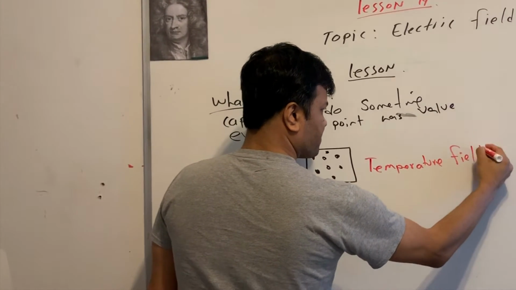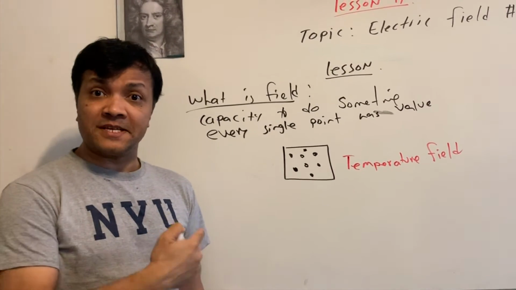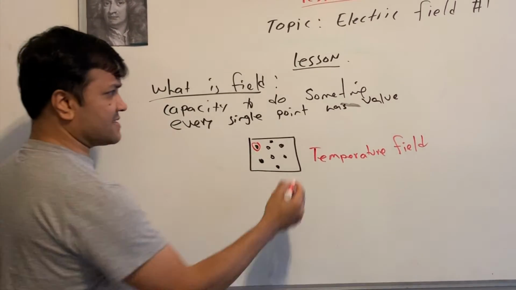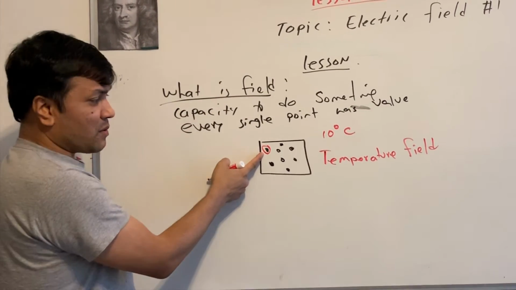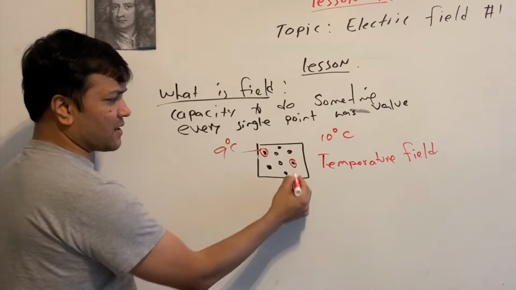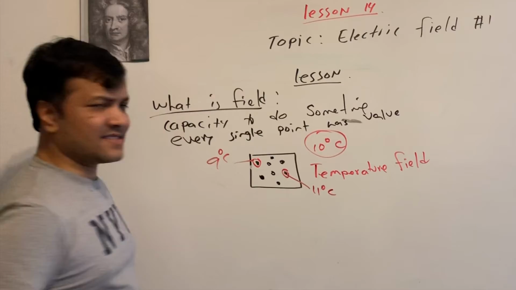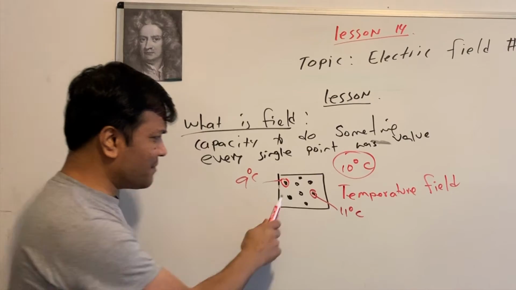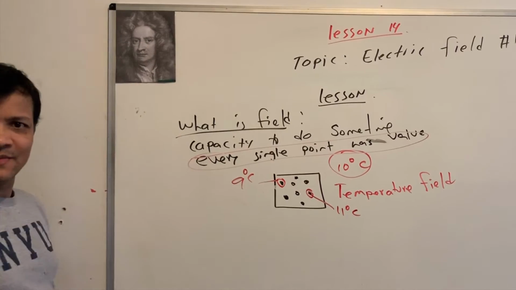Temperature field. Let's take the thermometer. What can you do with the thermometer? You can measure the temperature. If you measure the temperature over here, it is on average 10 degrees Celsius today. But if you measure it close to the window, it's probably going to be 9 degrees Celsius. If you measure it close to the radiator, it's probably going to be 11 degrees Celsius. So on average, it is 10 degrees Celsius. So temperature is not uniform, but every single point has a value.